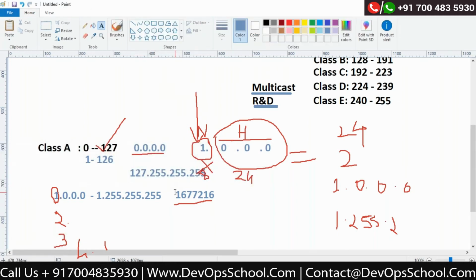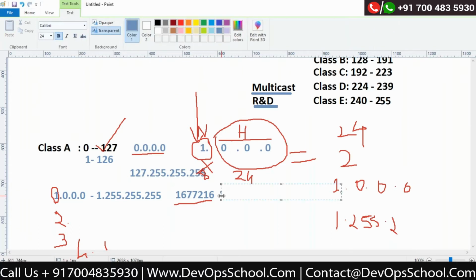So that is this many IP addresses. In simple terms, 16,777,216 times, 0 to 127, so it's 128 networks, whatever the number. You can simply multiply it by the number of networks you are getting. You can see this is the total number of IP addresses I am getting, which is a very huge number, only from class A.